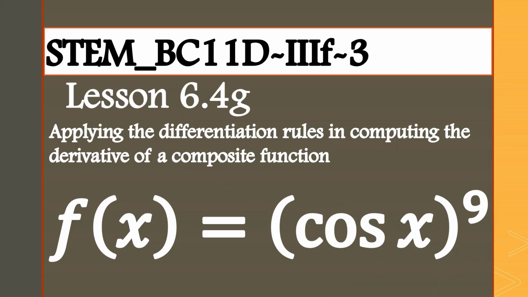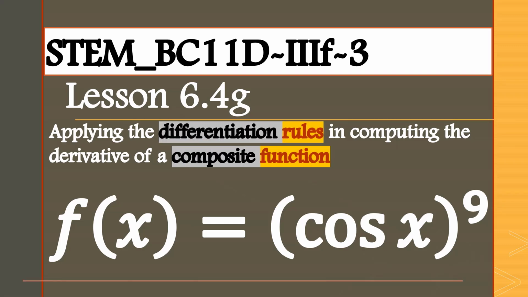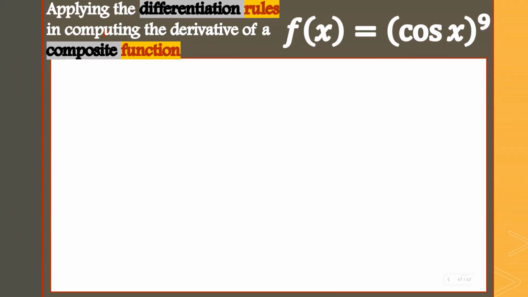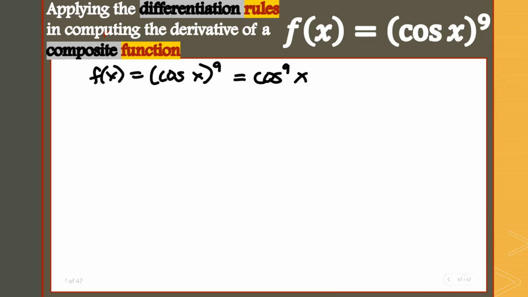Let's apply the differentiation rules in computing the derivative of this given function. Our function this time is cosine x raised to the 9th power, or others will also write it in this manner. So it's just the same. Make sure that if you have something like this, you can express it so that the exponent is on the cosine, because if the exponent is just here, that is for the angle itself. They are just the same.